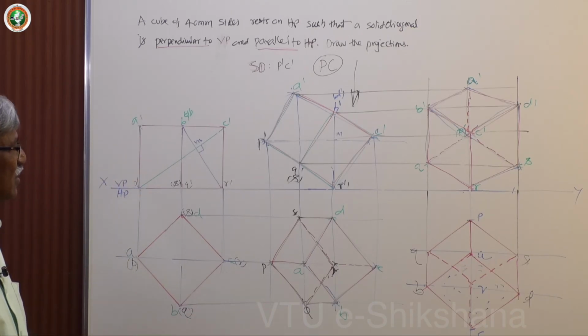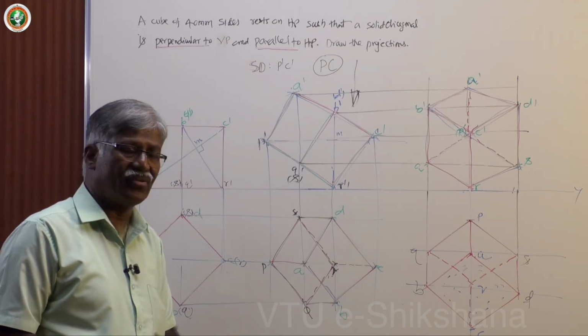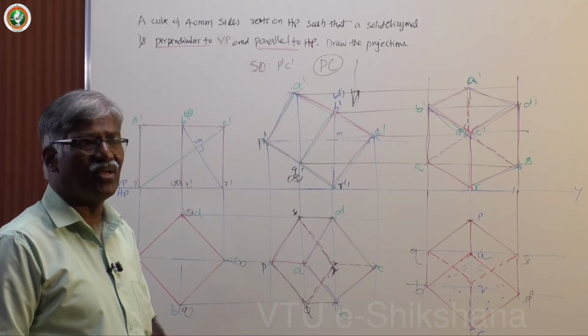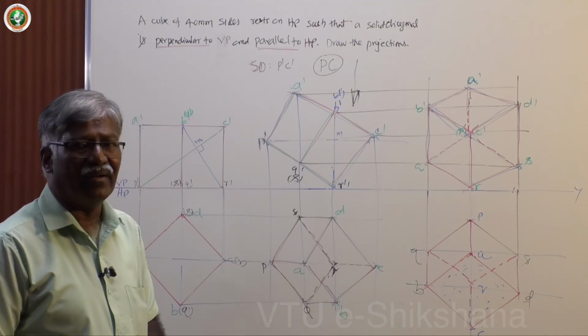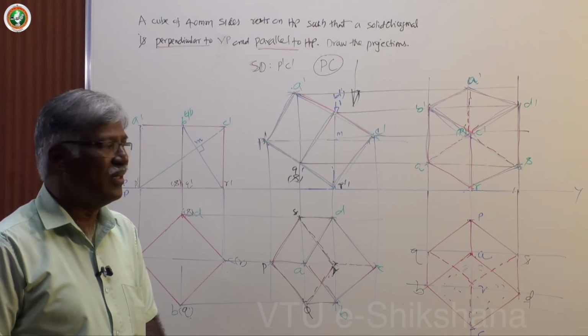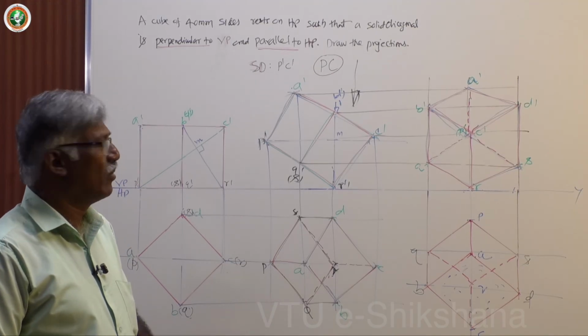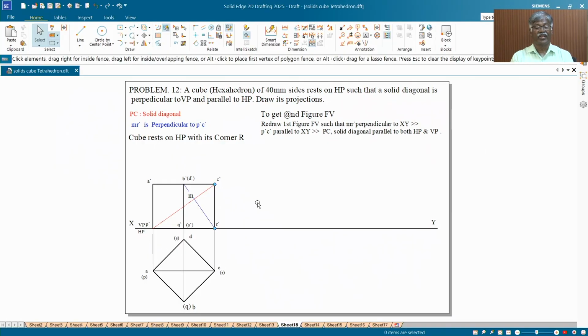So this actually completes the projection of solids. There are many other important problems you can go through and then try to solve with the knowledge you got from the worked out problems so far. Okay, now let us take the hexahedron or cube problem with 40 mm sides which rests on HP. It says that a solid diagonal is perpendicular to VP and parallel to HP.